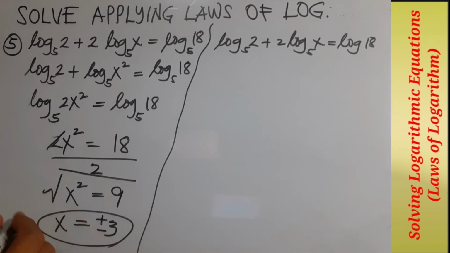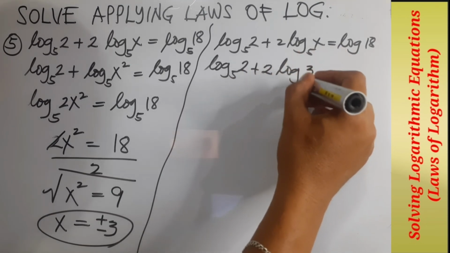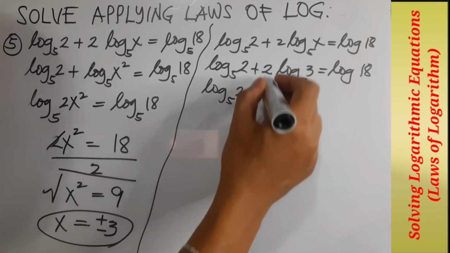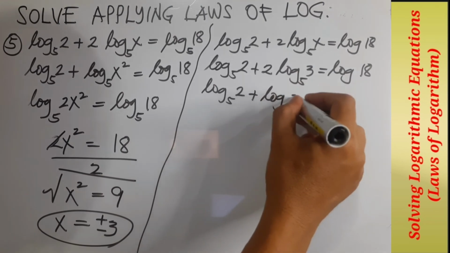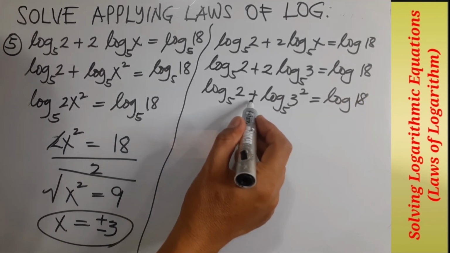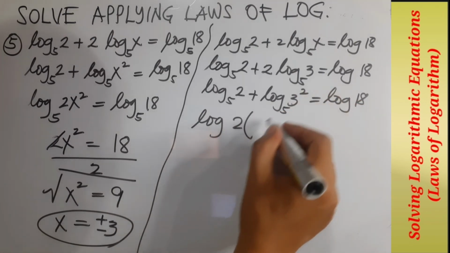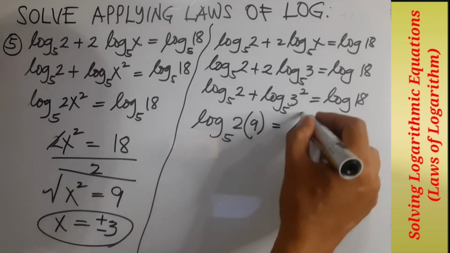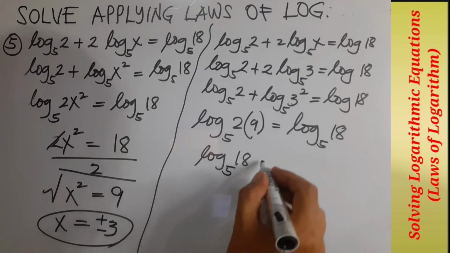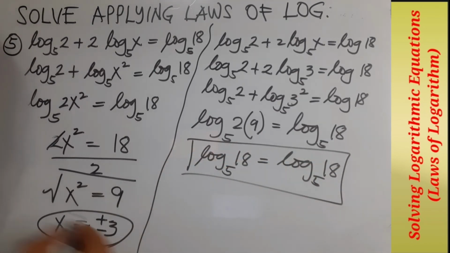To check, we will first substitute positive 3. So we have log of 2 with base 5 plus 2 log of 3 with base 5 equals log 18. Log of 2 with base 5, we have the power rule, plus log of 3 squared with base 5 equals log 18. Again, since this is plus, we can apply the product rule. So we have log of 2 times 9, since 3 squared is 9, with base 5 equals log 18 with base 5. 2 times 9, log 18 with base 5 equals log 18 with base 5. Very obvious, they are equal. Therefore, positive 3 is a solution.